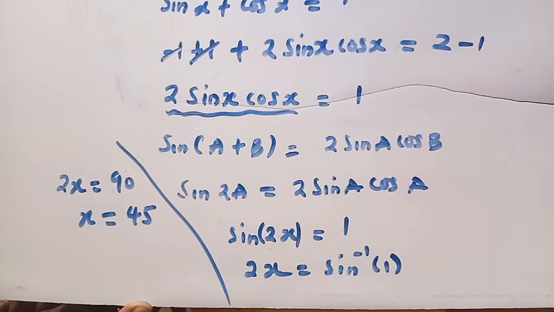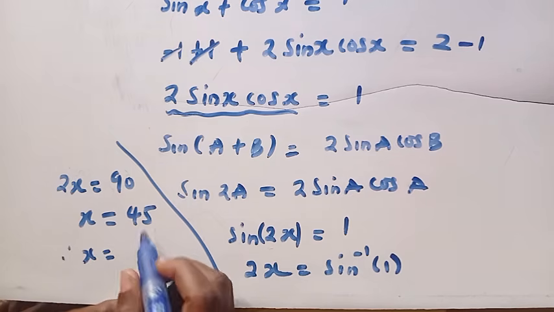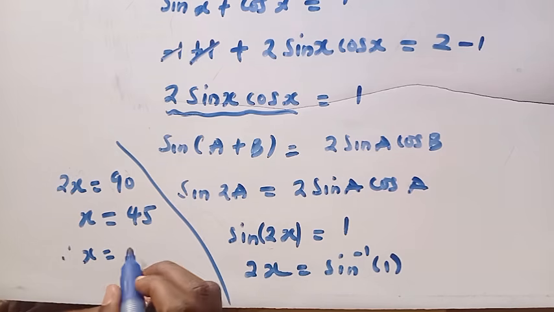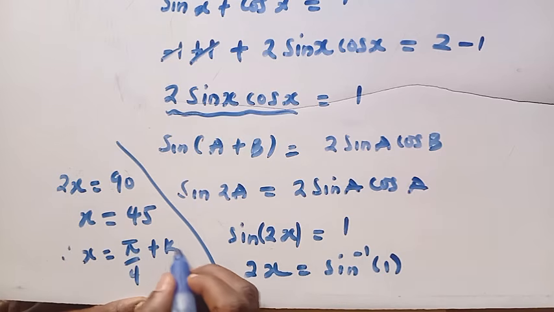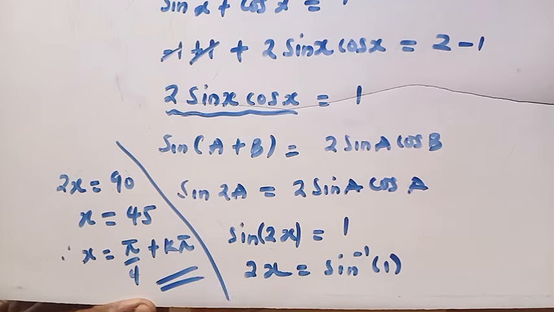But we need to make it in general terms, so that x equals any multiple of this. So we have pi over 4 plus k pi. So this is how I solve this problem.